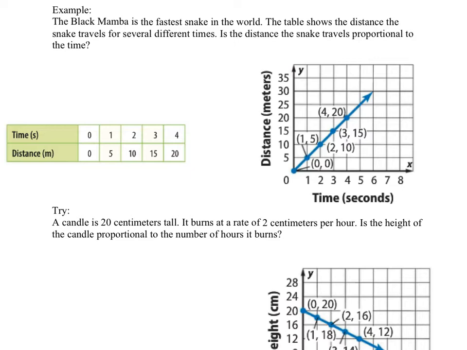Let's look at this sample problem here. Reading the story, the black mamba is the fastest snake in the world. The table shows the distance that the snake travels over different times. Is the distance proportional to the time? The first thing to check is, does the graph go through (0, 0)? And yes, it does. Next, check to see that it is a straight line. And it is a straight line, so the answer is yes, this is a proportional relationship.